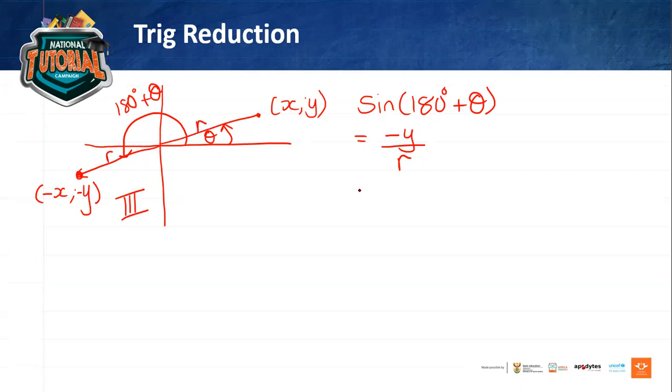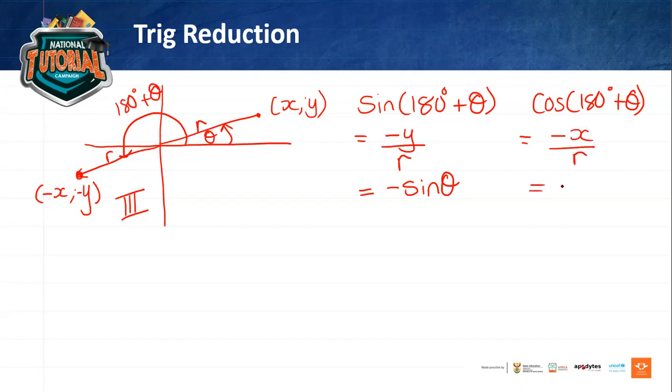So by seeing this, we see we've got a negative y over r, which is negative sine of theta, which we had at the beginning. So in quadrant 3, sine of 180 plus theta is equal to negative sine of theta. If we look at cos, we know from grade 10 it is x over r. In quadrant 3, our x value is negative. And so we see that we've got negative cos of theta in quadrant 3.